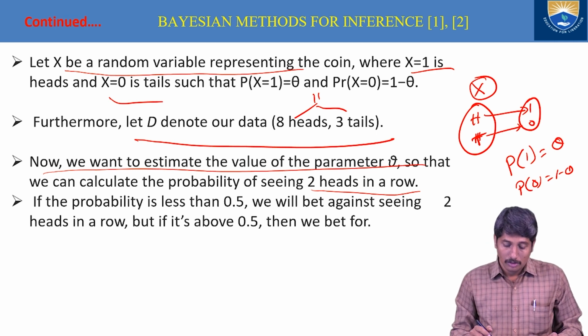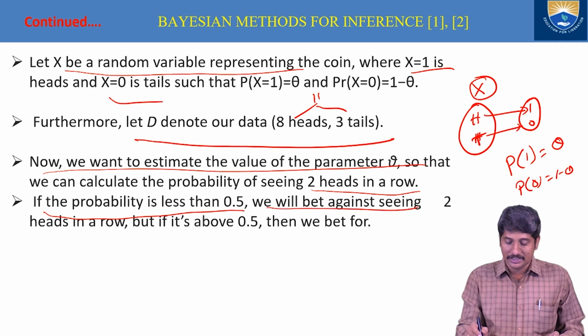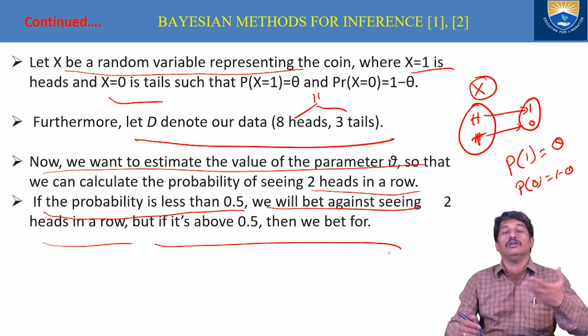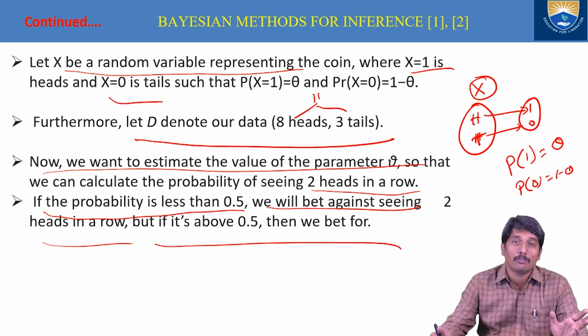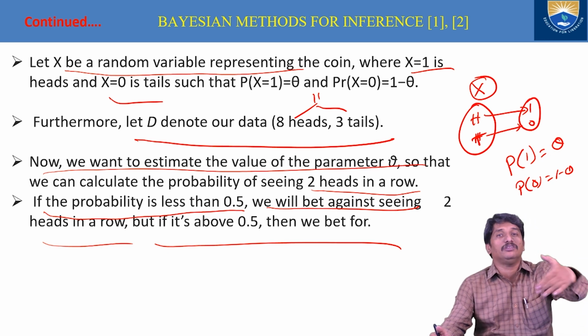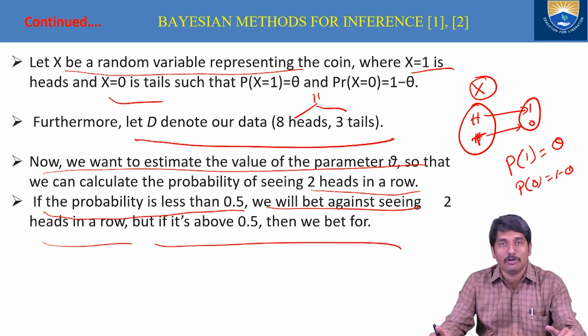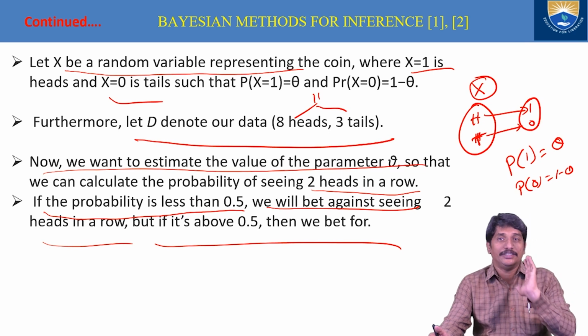Now, if the probability is less than 0.5, we will bet against seeing heads in a row. We will bet in favor of an event when its probability is more than 50%, and we will be confident betting on that event. If the probability is less than 50%, then we fold. We never feel that the event is favorable to us, and we will hesitate to bet on it.